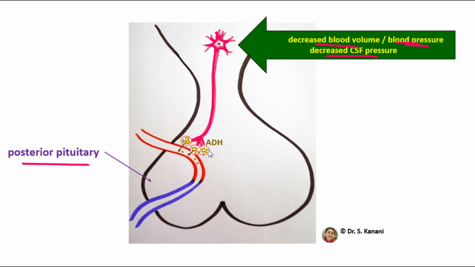So production of antidiuretic hormone happens by the cells that we have in the hypothalamus. However, the secretion of this hormone into blood occurs in the posterior pituitary gland.